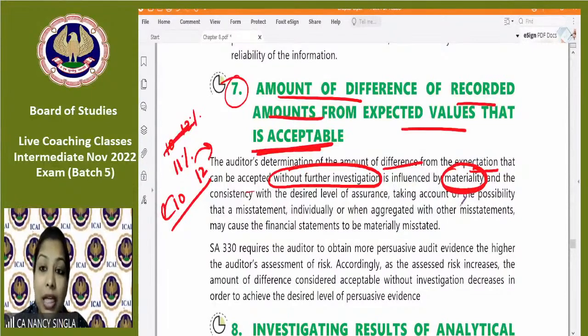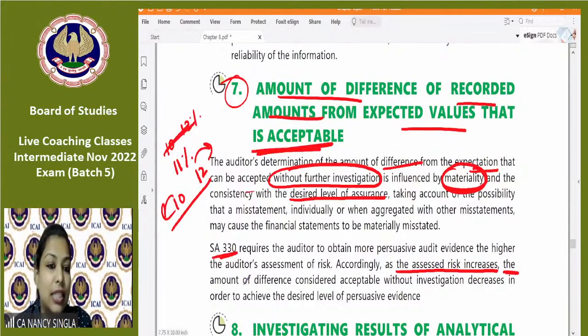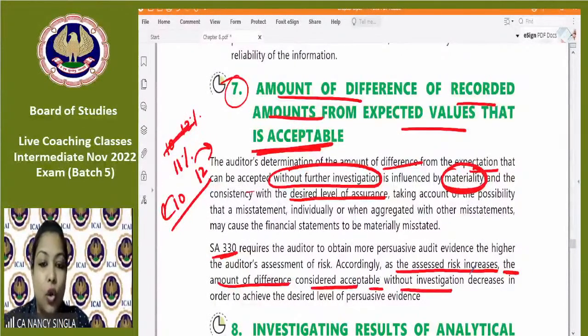If it is more material, the difference will be less. Material item hai to less difference will be acceptable now, and the desired level of assurance. Agar zyada assurance chahiye, then again the difference will be less. Okay? And SA 330 says the assessed risk: if the assessed risk increases, the amount of difference considered acceptable without investigation also decreases in order to achieve the desired level of persuasive evidence.